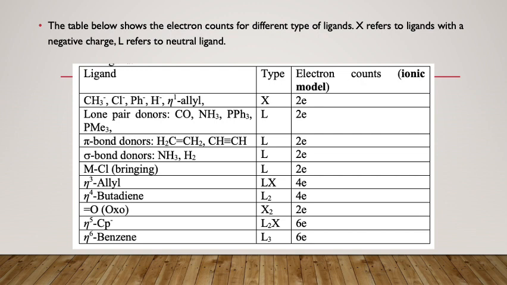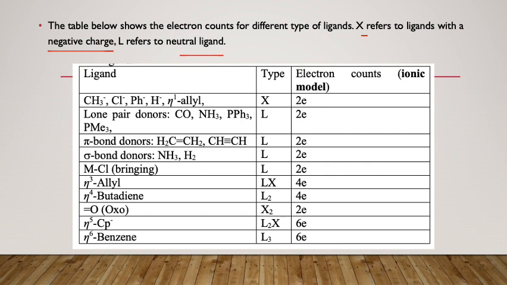This table shows the electron counts for different types of ligands, where X refers to the ligand with negative charge and L refers to the neutral ligand. If you look at this table, there are different types of ligands with different properties. CH3, Cl, PH2, and allyl are negatively charged X ligands with 2 electron counts. CH3 comprises 2 electrons. Lone pair donors such as carbonyl, ammonia, triphenylphosphine, and trimethylphosphine have 2 electrons and are neutral ligands.